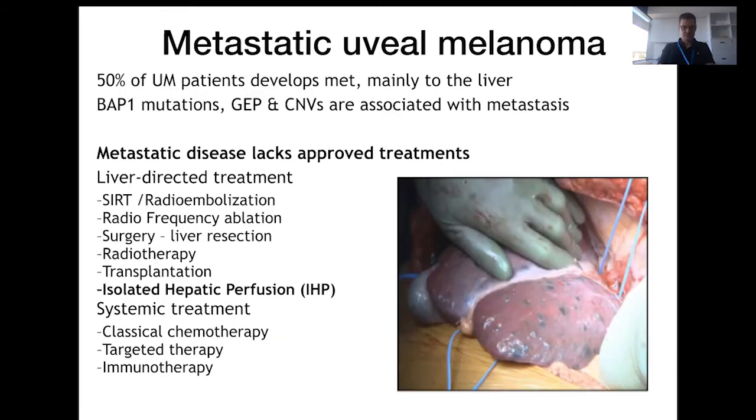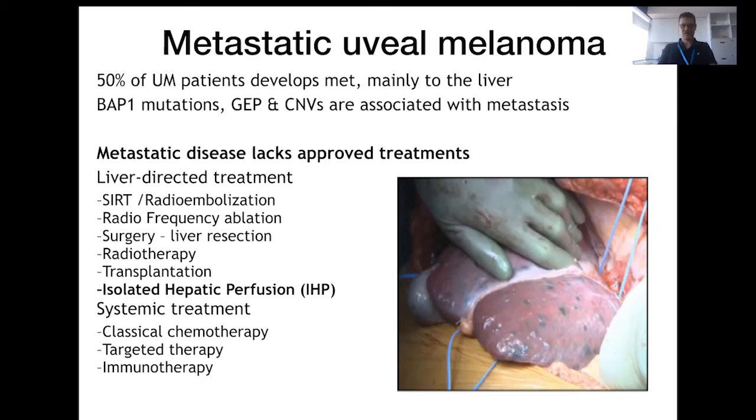So 50% of uveal melanoma patients develop metastases, which is mainly to the liver. BAP1 mutations, gene expression profiles, and copy number variations are associated with metastasis. Once metastatic disease appears, this lacks approved treatments. Because the tumor is often confined to the liver, different types of liver-directed treatments have been tested.